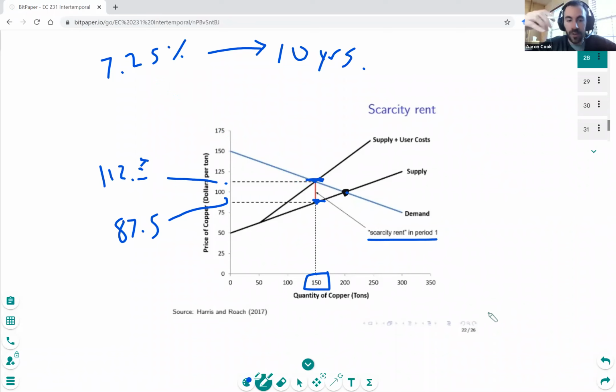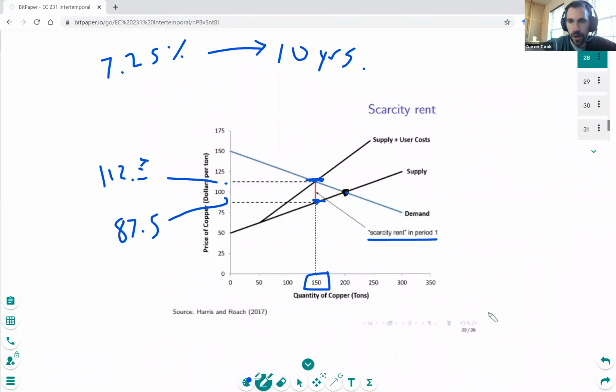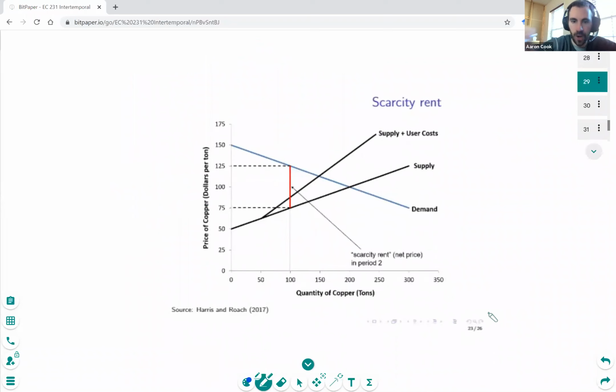Now remember, you still have some of that resource left over to sell in the future. So if you look at the future amount that you have left, if you go only to 150 in the current period, you have 100 units left over in the future period. Your markup actually is going to go up.